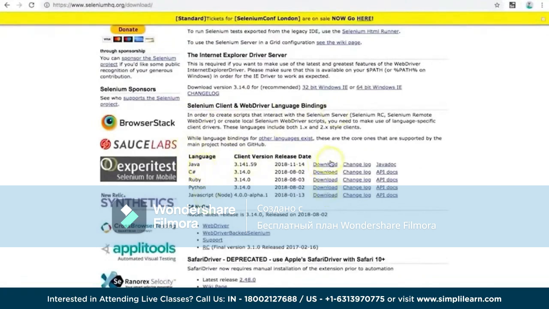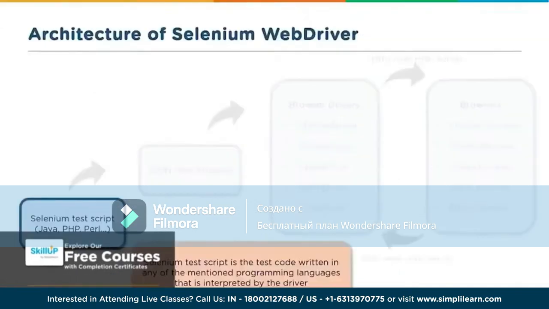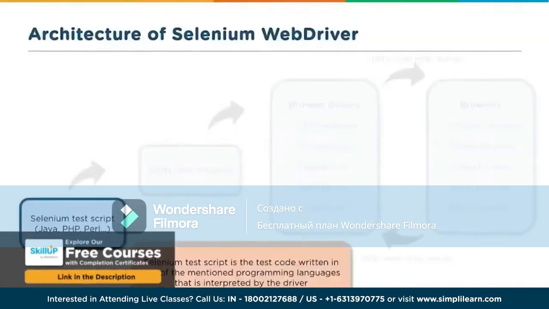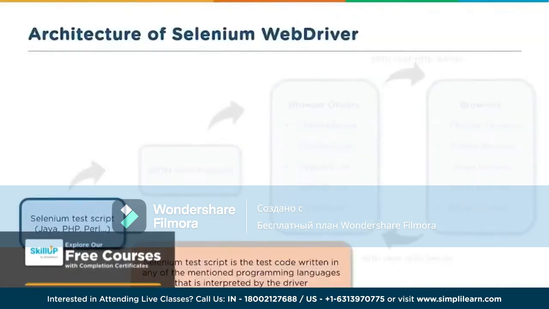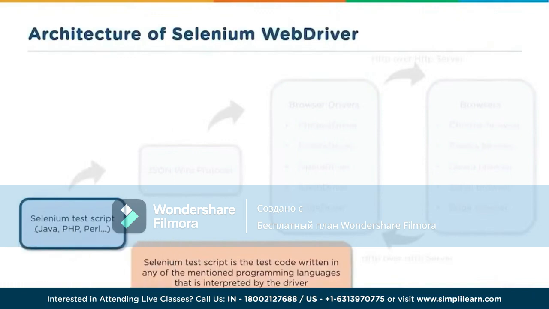So if you're working on Java, you need to download the Java libraries. If you're working on Python, you need to download the Python libraries, right? These are called language bindings. Selenium provides a lot of APIs for us to interact with the browsers, and when we do the demo, I will be showing some of those APIs.